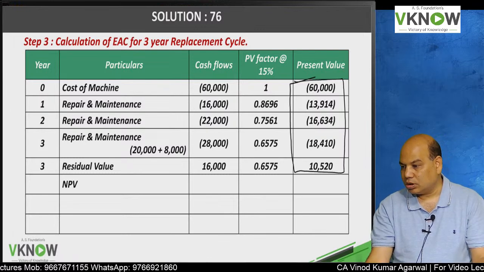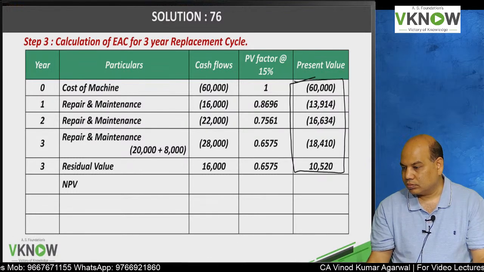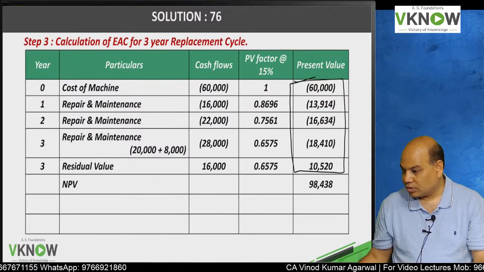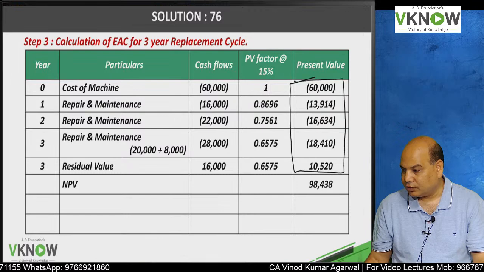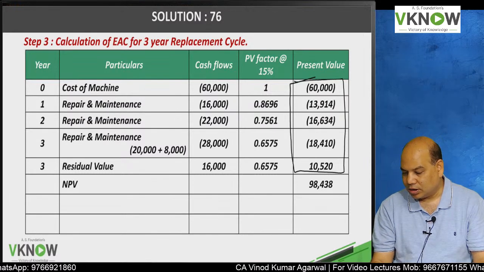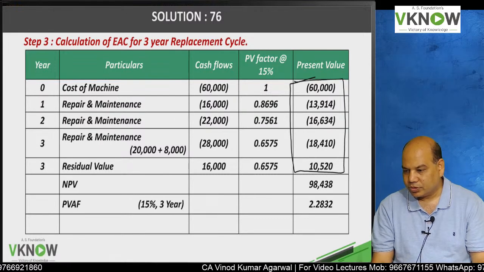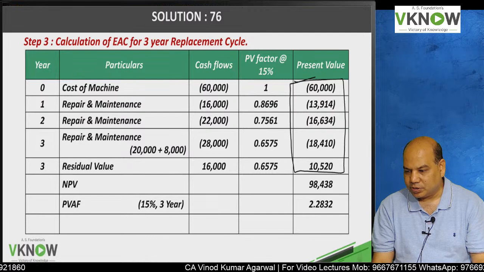What is the total now? What is the total of NPV? Very good. You got it right. 98438. 98438. And now tell me the annuity factor for 3 years. PV annuity factor 15% 3 year 2.2832.